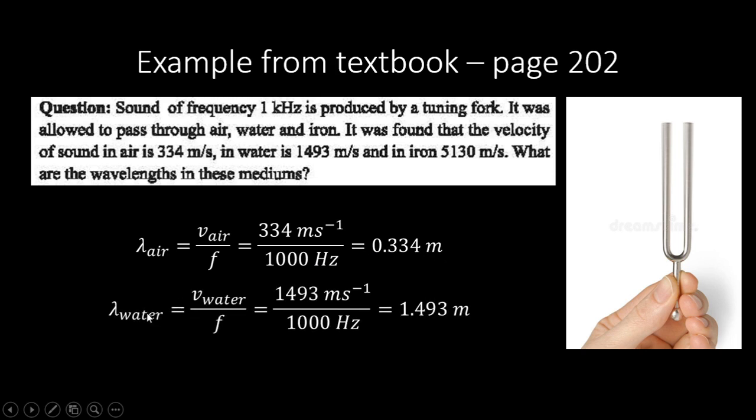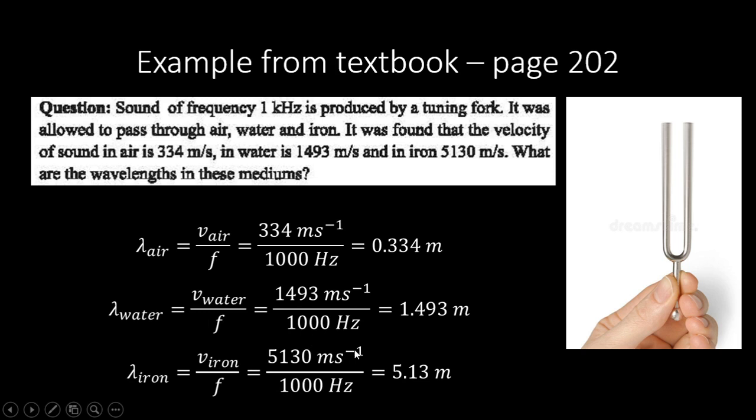In case of water, we find a wavelength of 1.493 meter. In case of iron, we get a wavelength of 5.13 meter. So here we see that the denser the medium is, the higher the wavelength, so the wavelength increases. As a result, the velocity also increases.